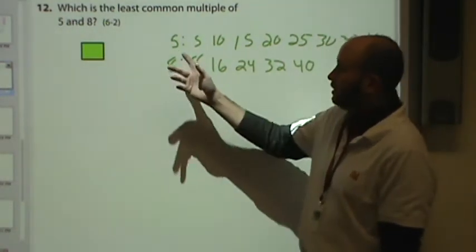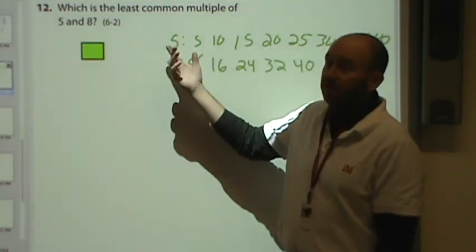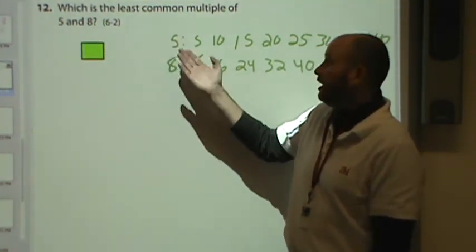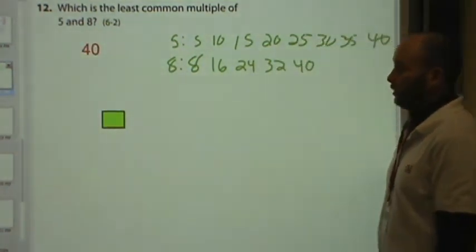And it just so happens that 5 is a prime number, so the only factor that would match up would be 5 times whatever the factors of 8 are. So it's 5 times 8, which gives you 40.